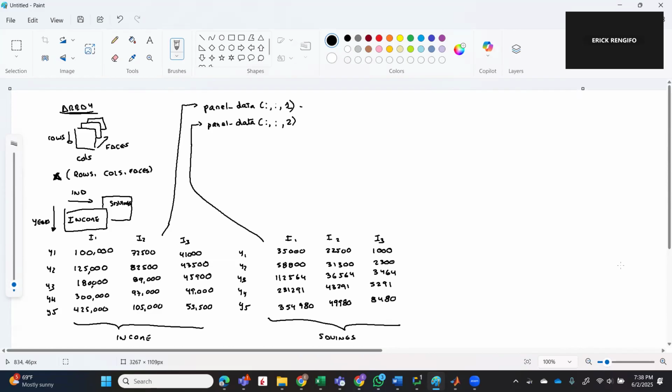And of course, here, what you do is you simply type this as a matrix, right? It's going to be 100,000 space 72,500 space 41,000 semicolon, and then you continue. Okay, and this one here is going to be 35,000 space 22,500 space 1,000 semicolon, and then you continue. Okay, so let me do the same.